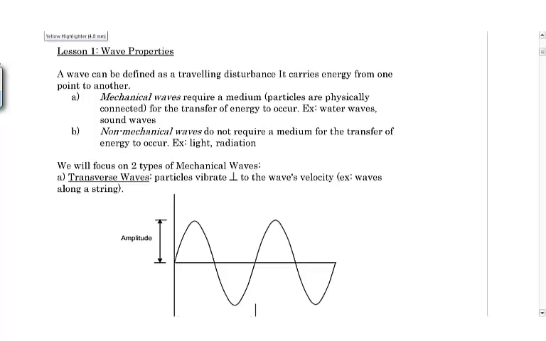A wave is any traveling disturbance. It carries energy from one place to another. There are two types of wave. The first is a mechanical wave, which requires a medium to travel through. In other words, the particles need to be physically connected. And there's a non-mechanical wave where energy can be transferred from one place to another without a medium. And the only way that can occur is with light or electromagnetic radiation.